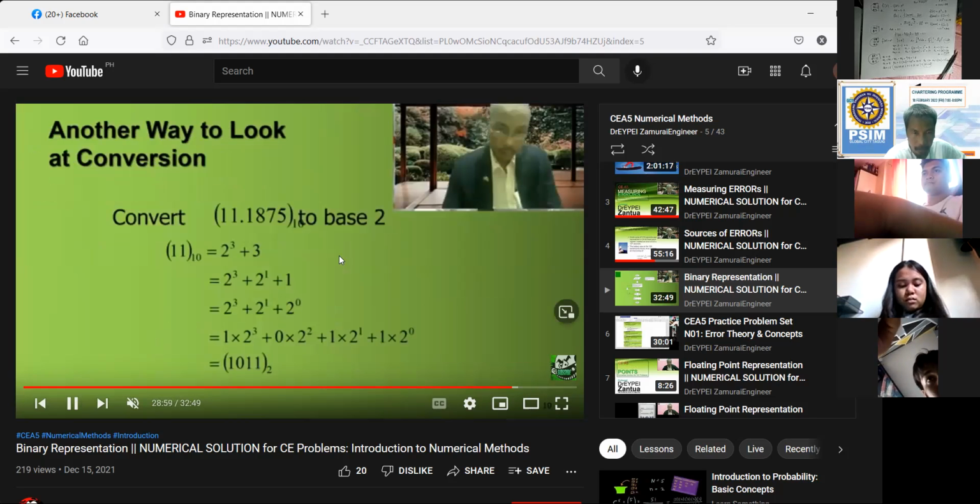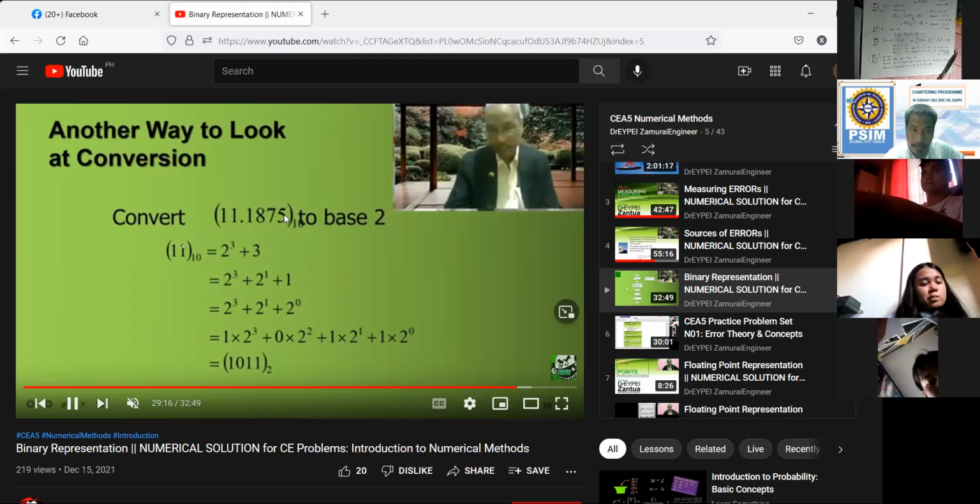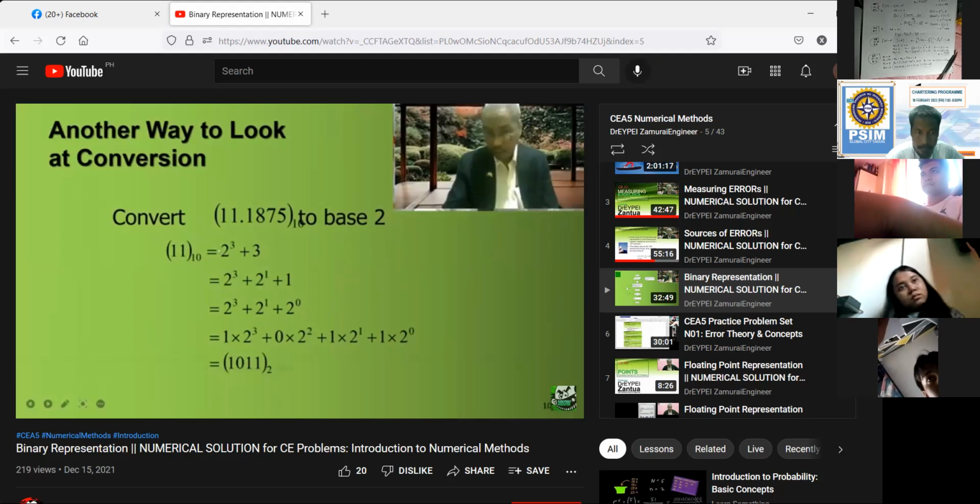Okay. So this is a decimal number that you want to convert to base 2. Okay, so what? You have to convert 11 to base 2 first. Then next one is to convert the decimal part again to base 2. Okay, that's how to do it.